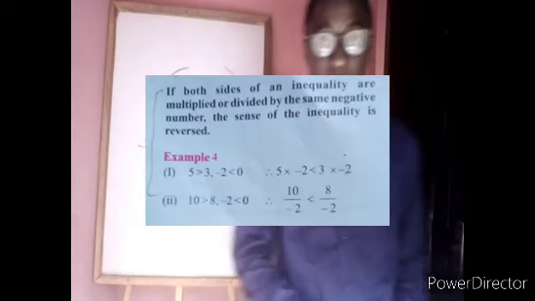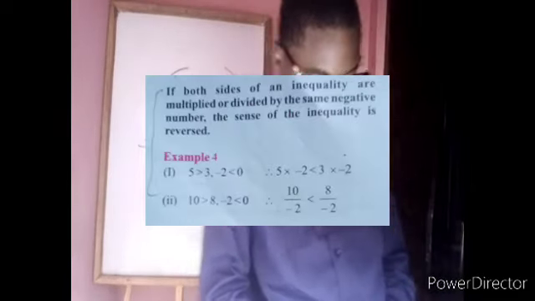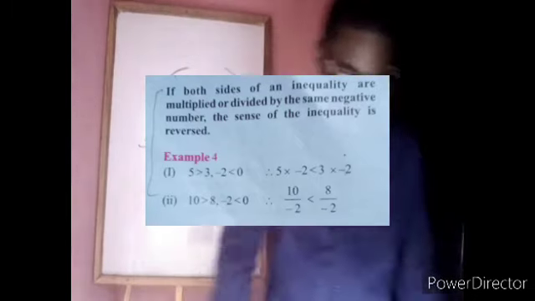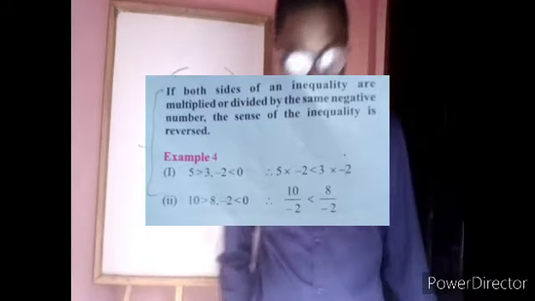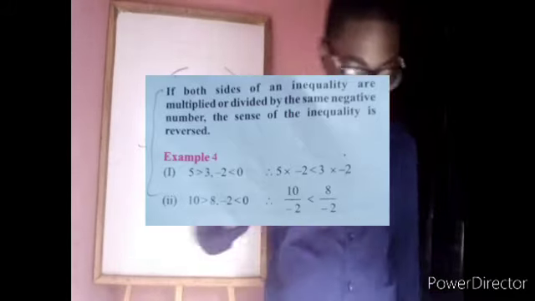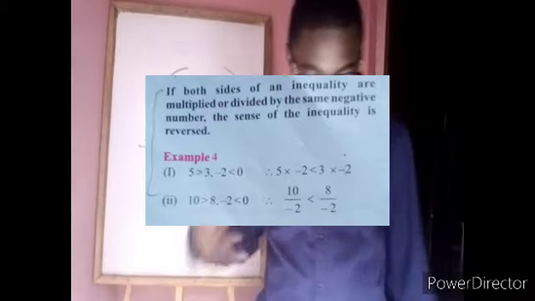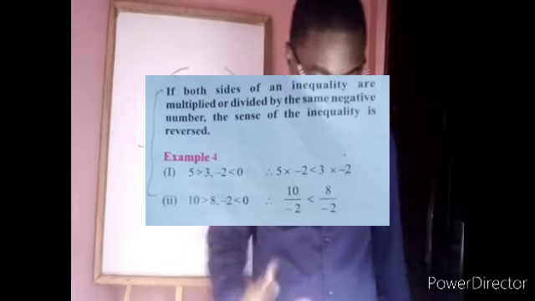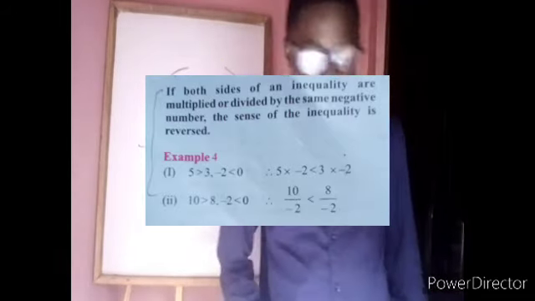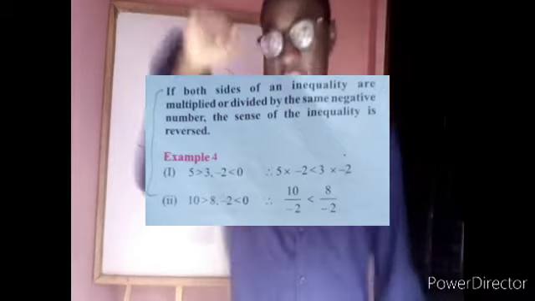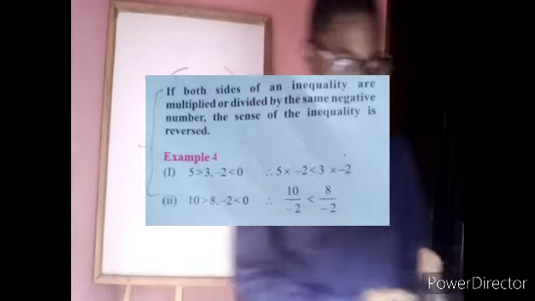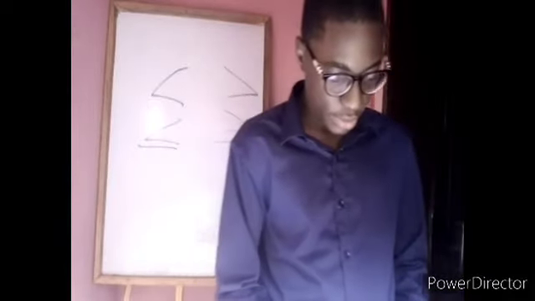For example, let's look at this example on the screen here. Basically we have, in figure 1, 5 is greater than 3 and minus 2 is lesser than 0. So if we multiply both sides by negative 2, we'll have on the left hand side 5 times minus 2, and on the right hand side 3 times minus 2. But in this case, it will reverse the sign of the inequality, and instead of the greater than which it was before, it will now become lesser than. So that is the concept you need to understand. I hope you understand that concept. Now that was for that example. Let's move on to something else.